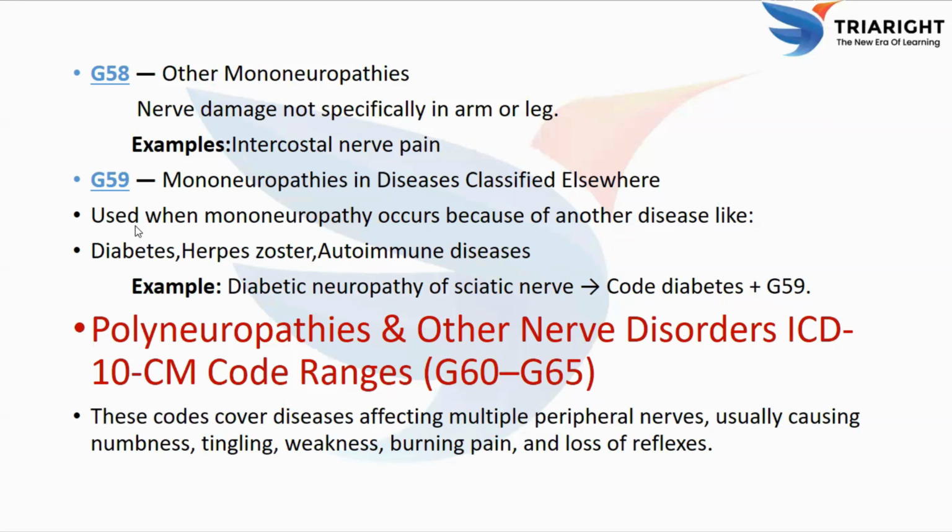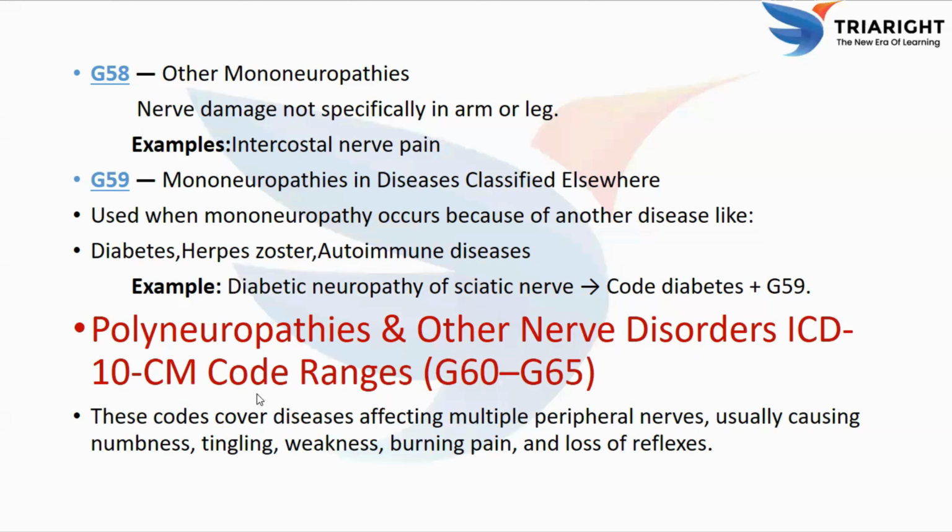So what are the conditions that cause mononeuropathy? Diabetes, herpes zoster, and also autoimmune diseases. So for example, diabetic neuropathy of the sciatic nerve. So you have to code diabetes first and then G59. So this shows that the neuropathy happened because of diabetes.